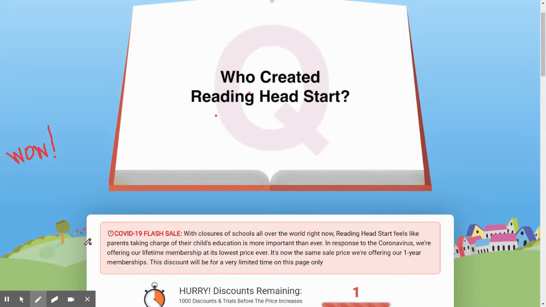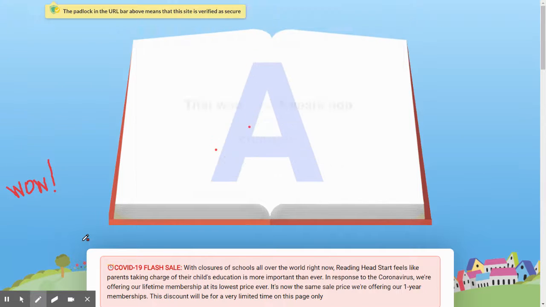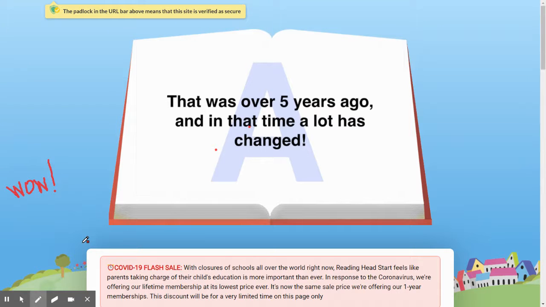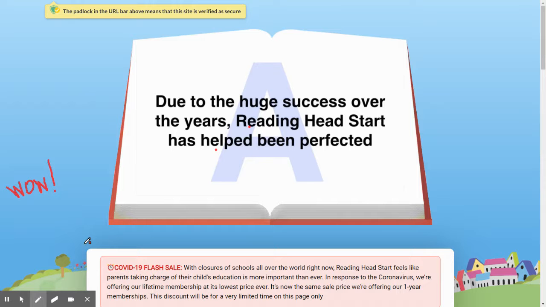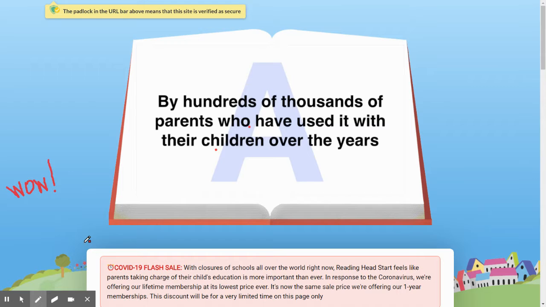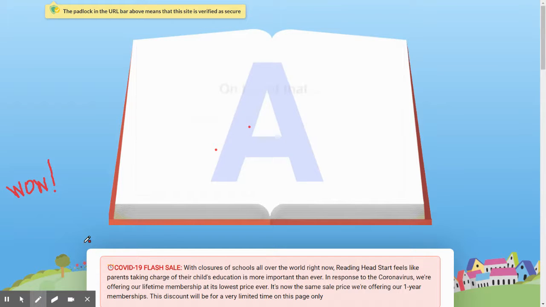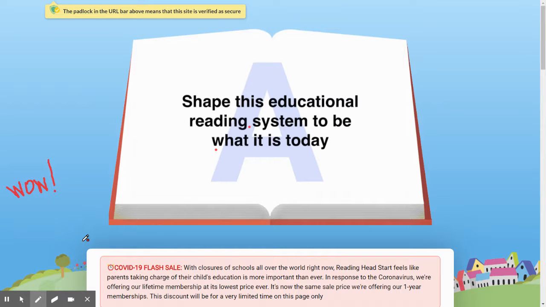Who created Reading Head Start? In the beginning, before it even had a name, I created the original reading system to help my son, who was failing English at the time. That was over 5 years ago, and in that time, a lot has changed. Due to the huge success over the years, Reading Head Start has been perfected by hundreds of thousands of parents who have used it with their children over the years. On top of that, world-renowned educators and nationally recognized scholars have helped shape this educational reading system to be what it is today.